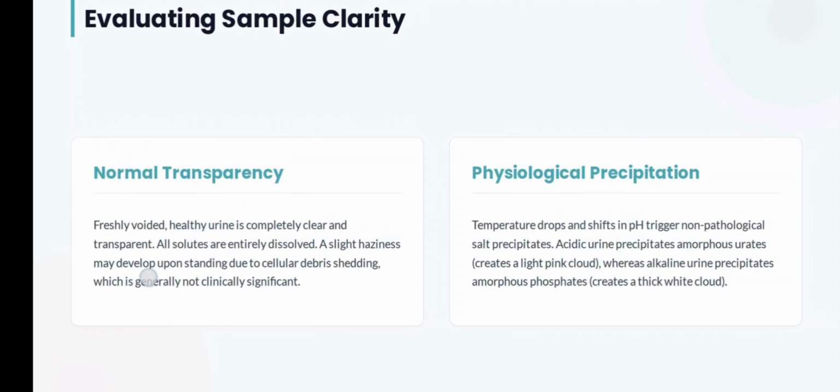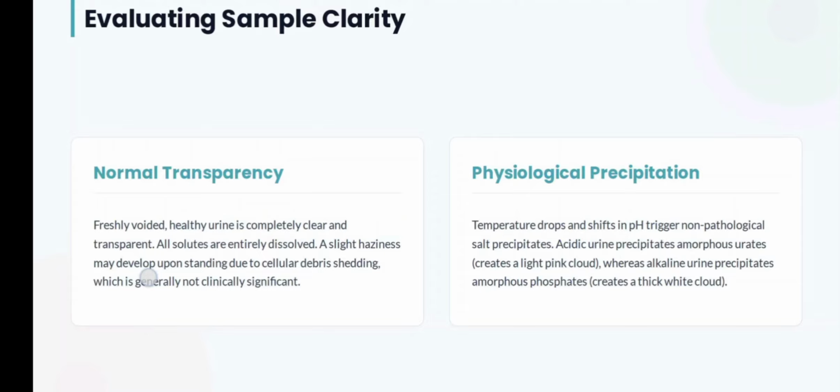Evaluating sample clarity. Normal transparency. Freshly voided, healthy urine is completely clear and transparent. All cells are entirely dissolved. A slight haziness may develop upon standing due to cellular debris, which is generally not clinically significant.